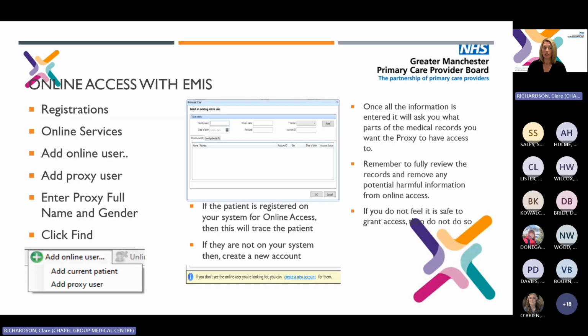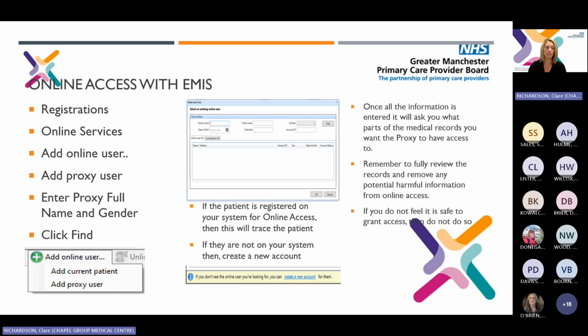So online access within EMIS. I'm sure most of you know how to do this, but there is a lot of confusion that I find about where you go to do the proxy. The proxy is always done in the patient's records, not the other way around. So you could have a husband and wife that want proxy for each other. You wouldn't go into the husband's to give proxy access because you're basically giving it for themselves. It has to be the patient that's giving consent for the proxy.